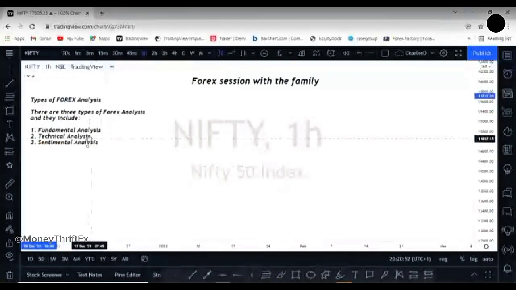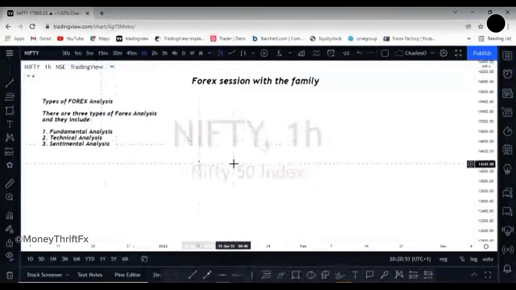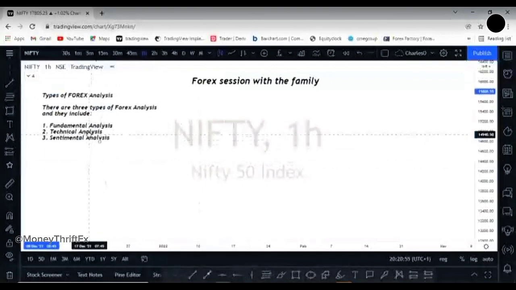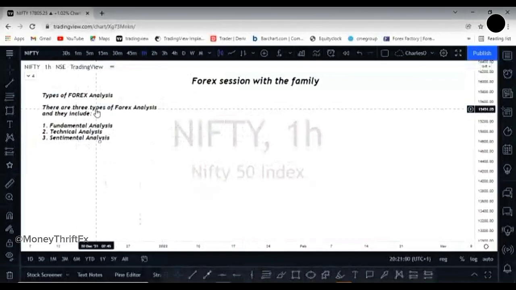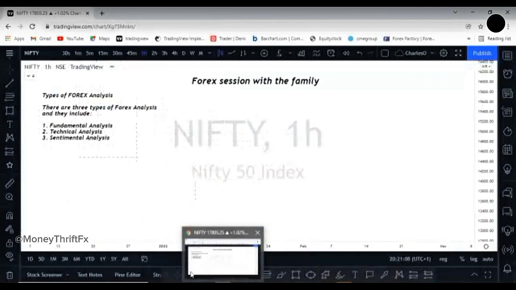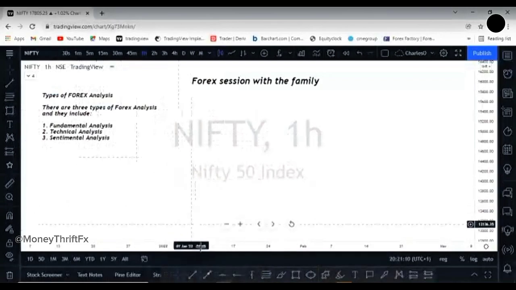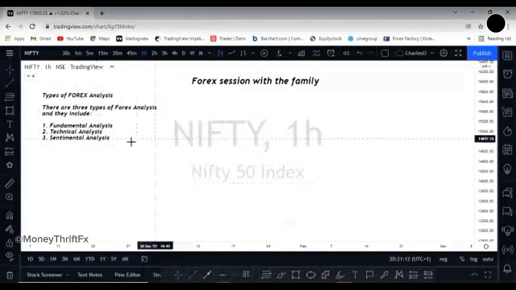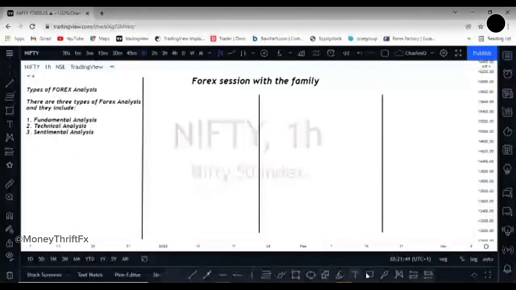There are three types of forex market analysis, and these three types of forex analysis include the fundamental analysis, technical analysis, and sentiment analysis. So let me draw this line. Now I'll begin to explain each and every one of them one after the other. So let's take the first one, which is the fundamental analysis.